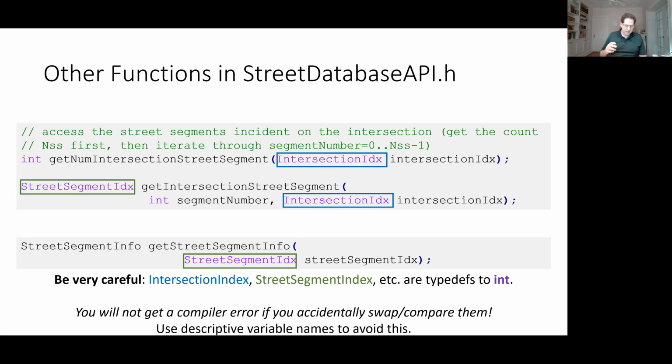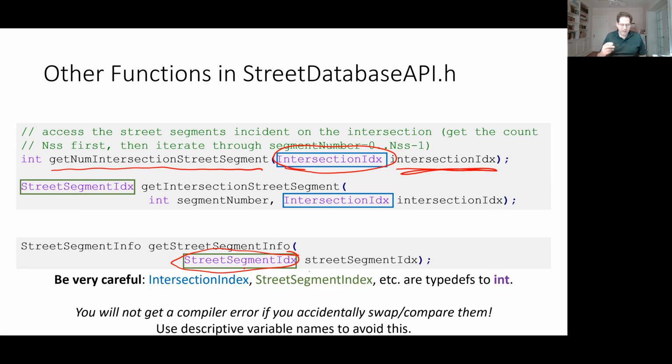Okay, just a few words about these types that I'm passing in. So with get num intersection street segment, I'm passing in an intersection ID because the question's about an intersection. And notice the type is intersection index. And sometimes you see some of these other API calls. This one, for example, I'm asking questions about street segments, so I pass in a street segment index.